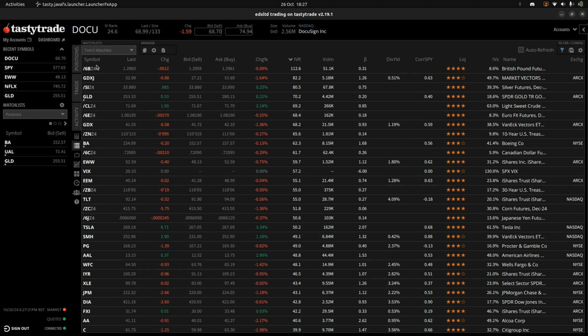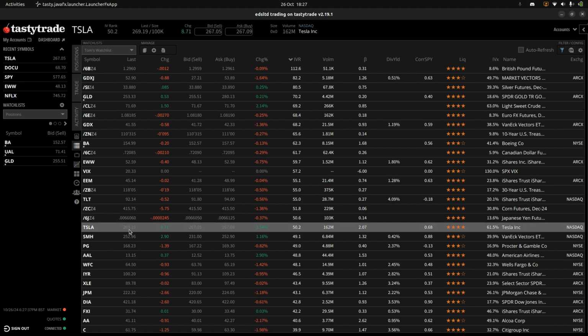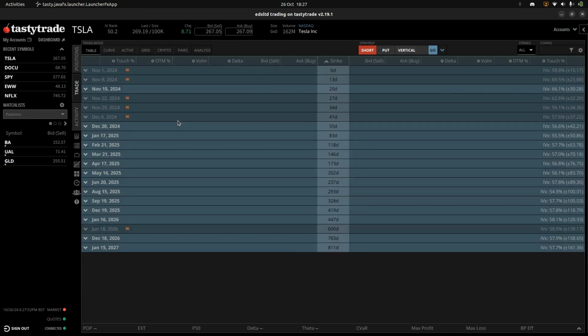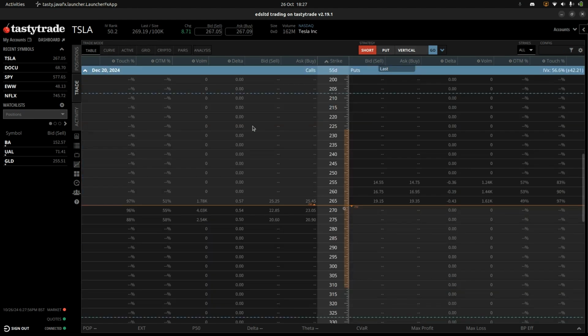So with that being said, the first thing that popped out to me is Tesla here, trading at just under $270. It's got an IV rank of 50.2 and an absolute IV level of 61.5. So we should be able to get a very nice premium out of Tesla. So let's have a look here. And of course, December 20th, we've already decided that's our expiration.